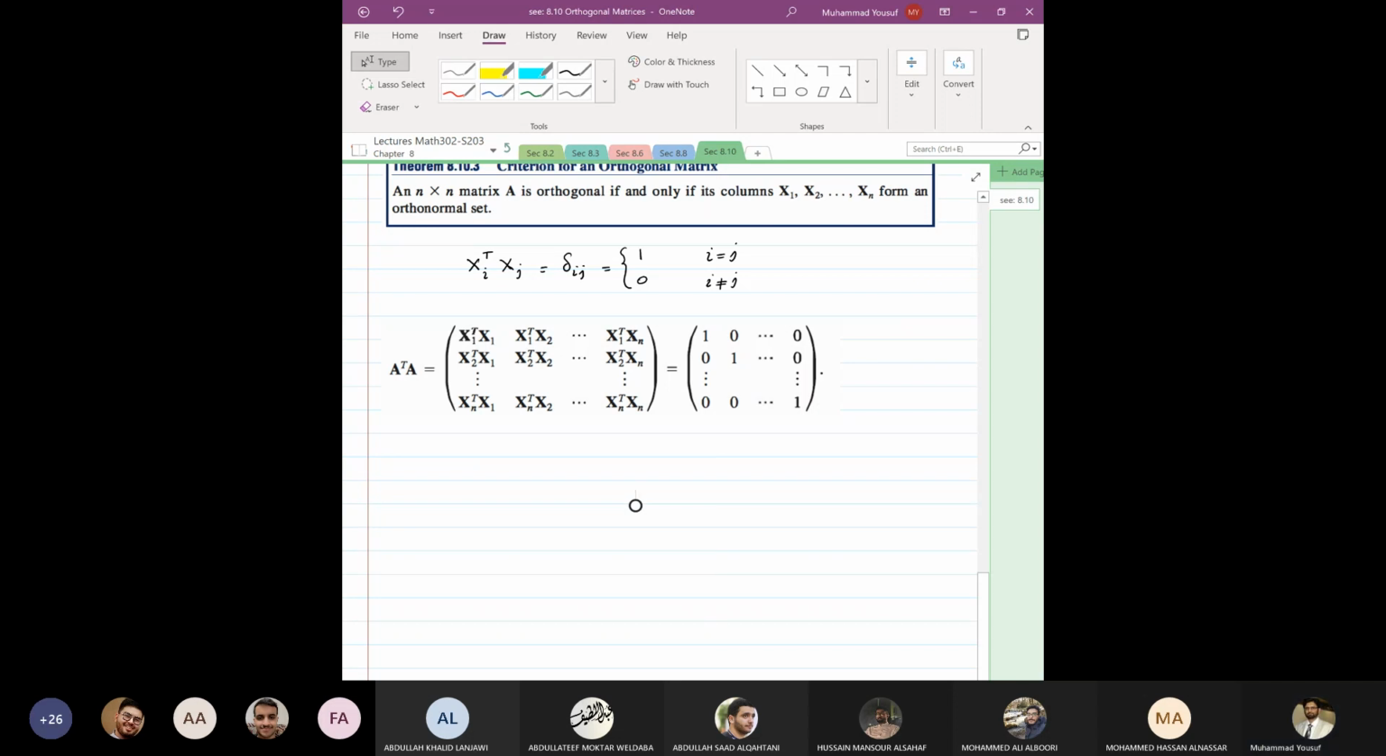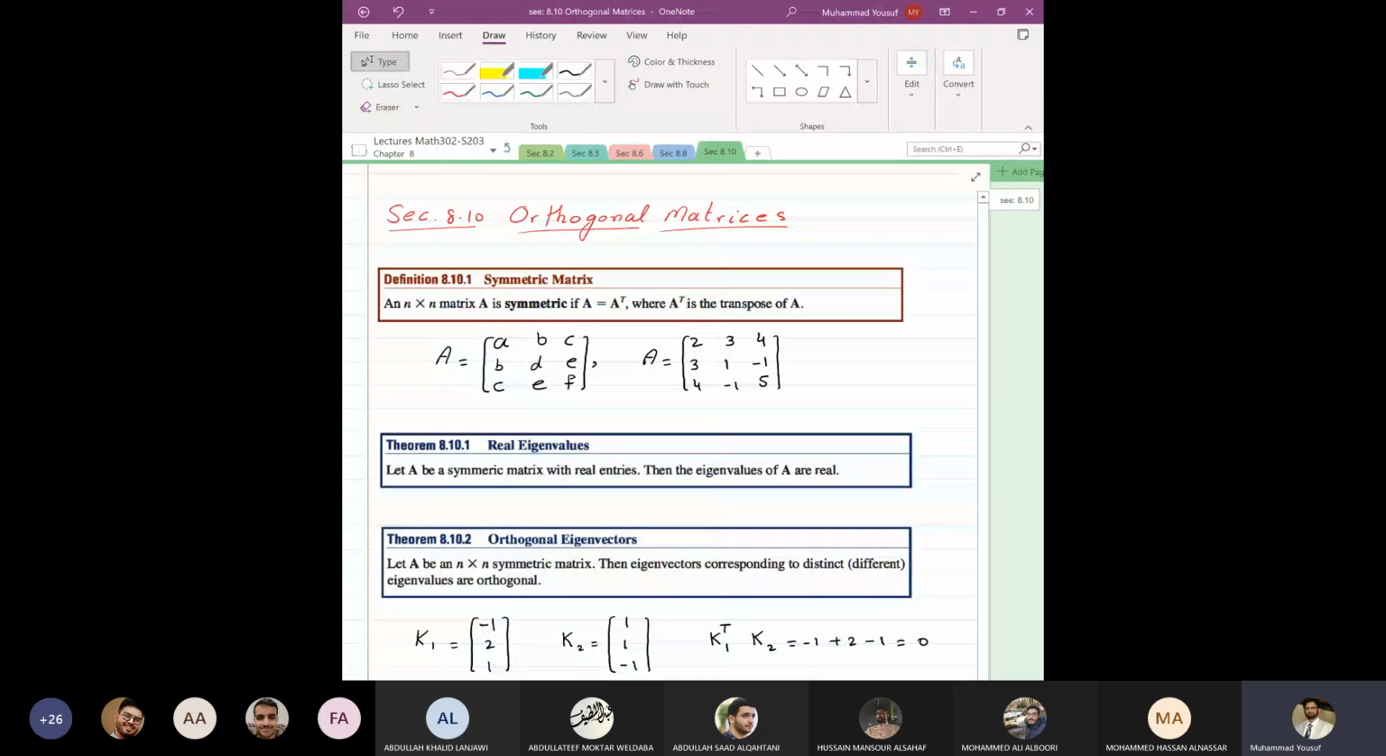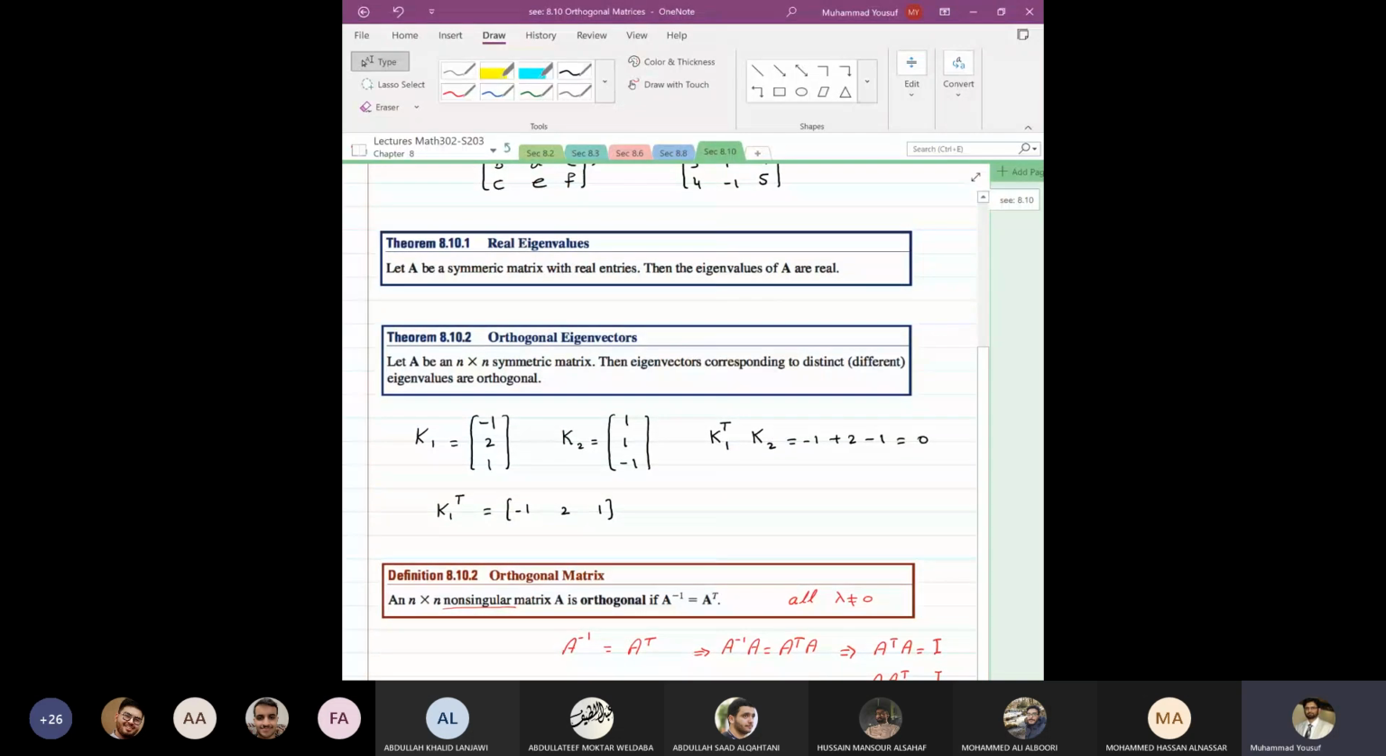So here we learn about orthogonal matrices. Next thing is, okay teacher, what we have learned so far. What is a symmetric matrix? And if a matrix is symmetric, what happens with the eigenvalues and eigenvectors of a symmetric matrix? Eigenvalues of a symmetric matrix are real. Eigenvectors of a symmetric matrix corresponding to distinct eigenvalues are orthogonal.